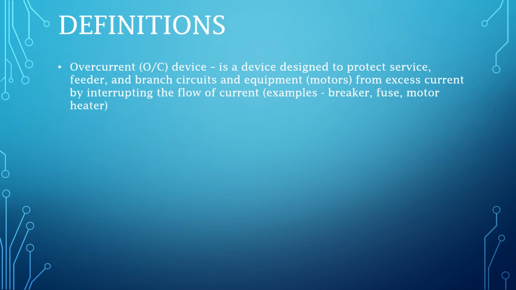So the breaker, if we have an overcurrent, the breaker is going to trip, or the fuse is going to blow. Also in this category are motor heaters, which we'll get into a little bit more when we go further into this. But that's an overload device specifically for the motor that is typically adjustable for a specific situation for each particular motor.